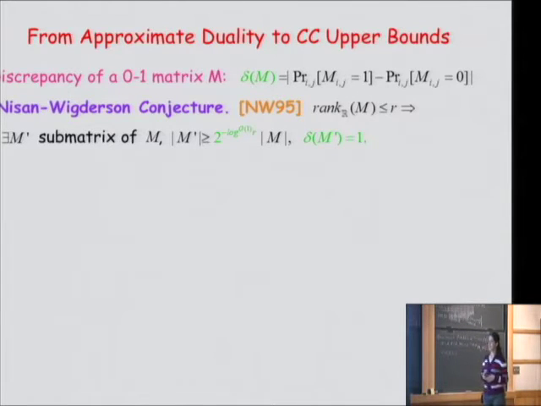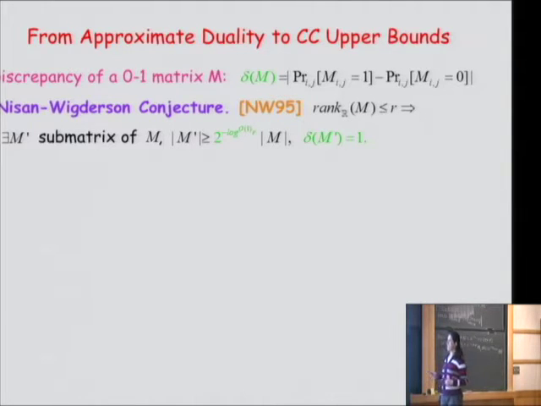In their paper, Nisan and Wigderson conjectured the following: if a 0-1 matrix M has rank at most R over the reals, then there exists a large submatrix M prime of M, whose size is at least 2 to the minus some polylogarithmic function in R times the size of M, such that M prime is monochromatic. The discrepancy equals 1.